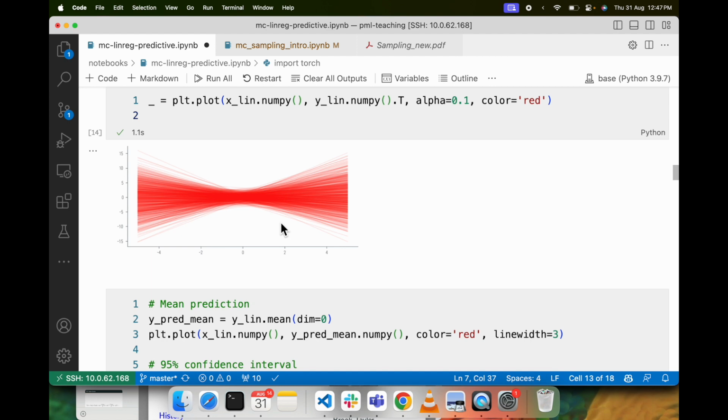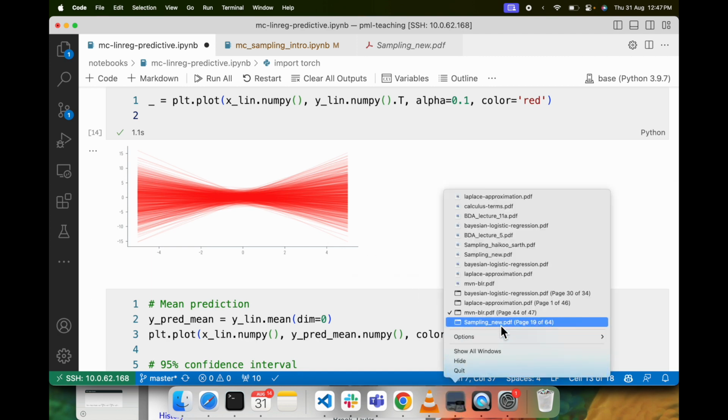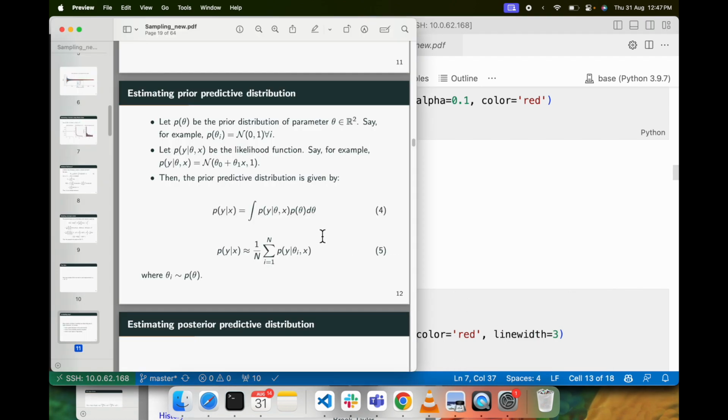So the procedure is as follows. I'll just repeat. You are trying to solve problems of the form: P of y given x is an integral of P of y given theta and x, and P of theta d theta. Right? So what you do is you get some samples from P of theta.